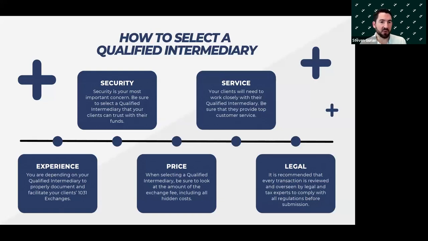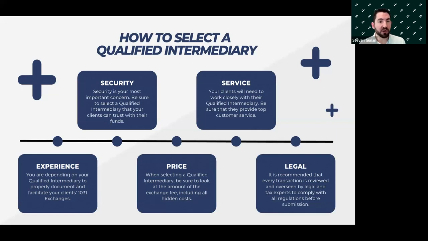So how do you pick a QI? There's a couple of factors you should definitely look into. So security, service, the experience of the QI, the price, and obviously, the legal team associated with the QI. So obviously, this requires a lot of faith, right? You're putting your money in someone else's hands, and potentially it's going to be there for 180 days. So you want to make sure that the money is safe. It's in an FDIC insured account. Even better if there's a CDARS associated with those funds where they could potentially be insured to up to $50 million. That's something you want to look out for.